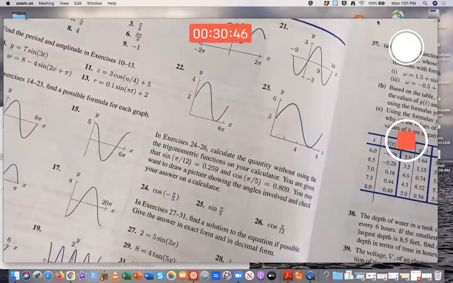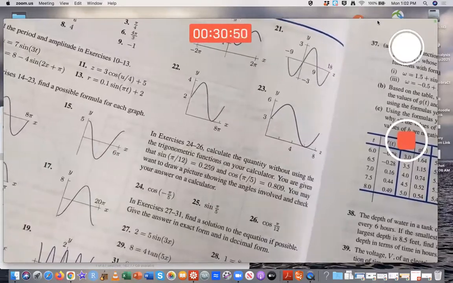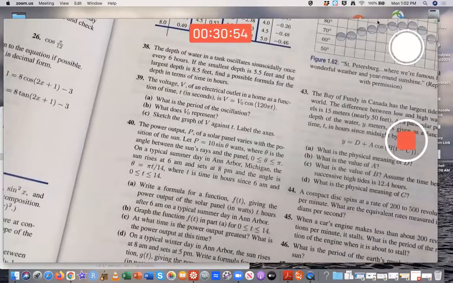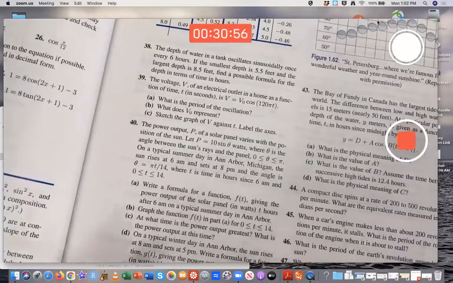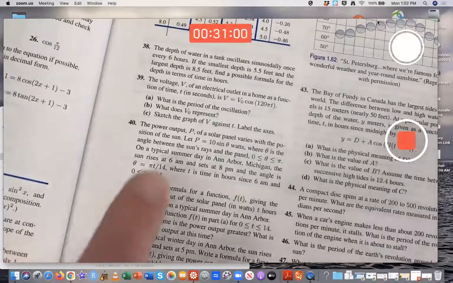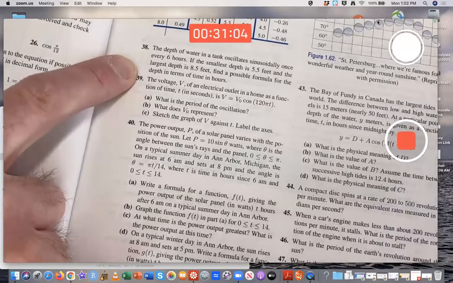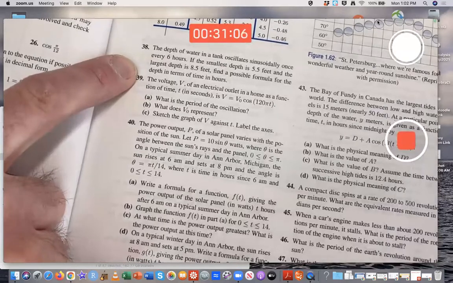Let's go ahead and think about a problem here from section 1.5. I'm on page 43, if you want to look there in your book, where we actually have to use a sinusoidal function to do some modeling. I'm going to look at number 38 here. The depth of water in a tank oscillates sinusoidally.